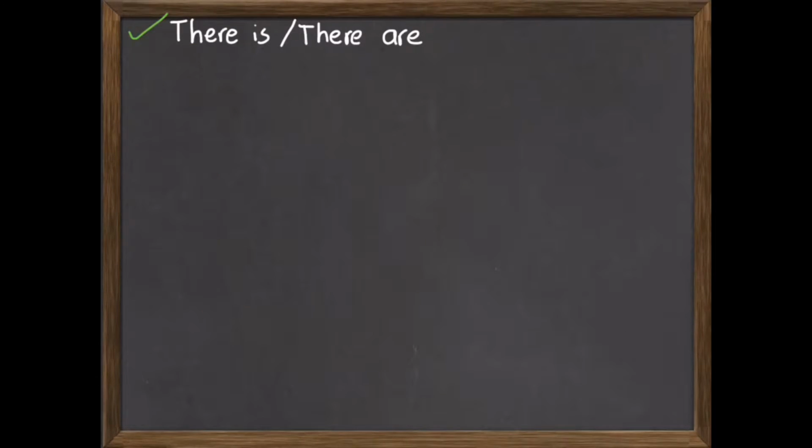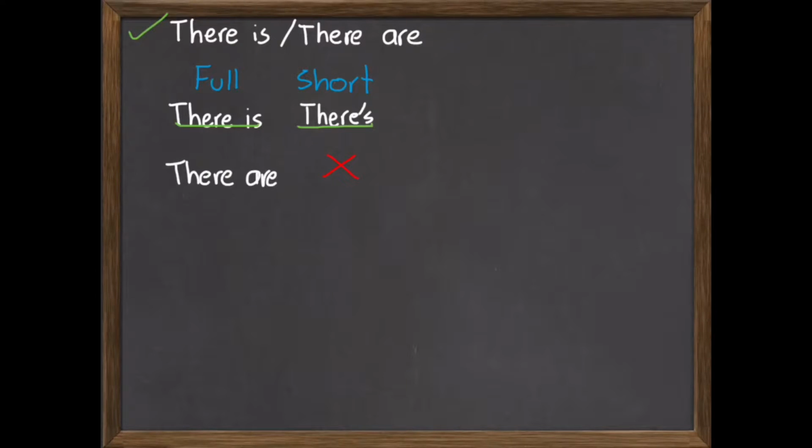Now let's look at some more different uses of there is and there are. Let's look at the positive form, or the affirmative form. There is has the full form and the short form. In the example from the last page, we saw there is a cat on the chair. That was the full form of there is. The short form is there's. Now for there are, which is used for plural nouns, we don't have a short form. We just say there are.